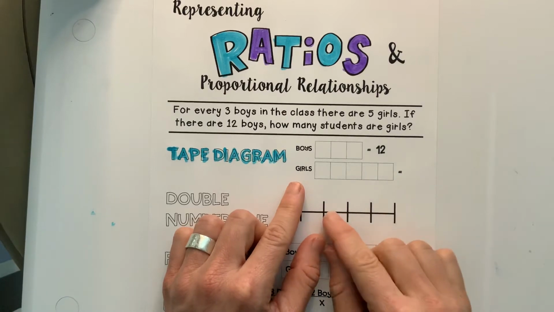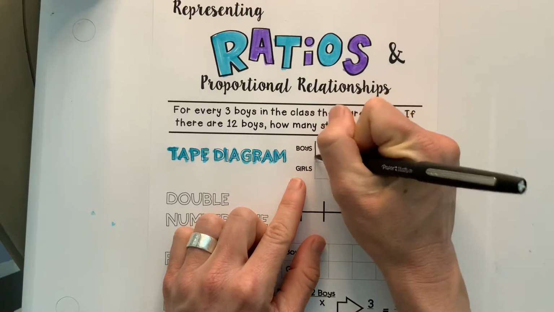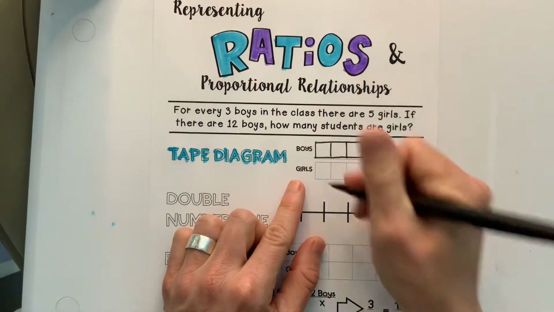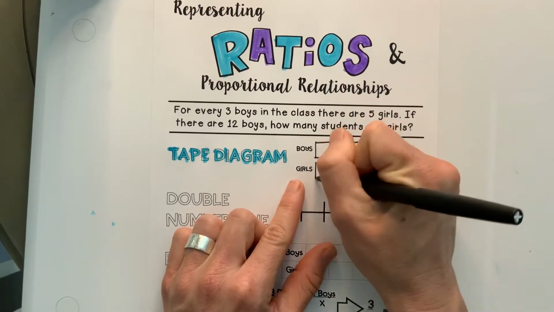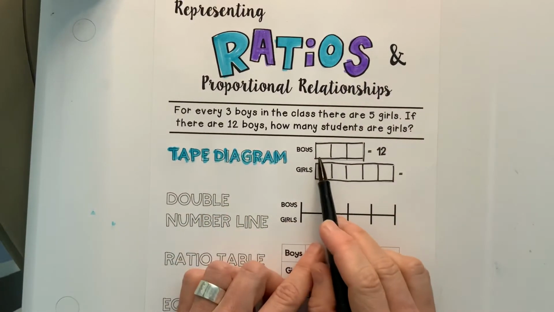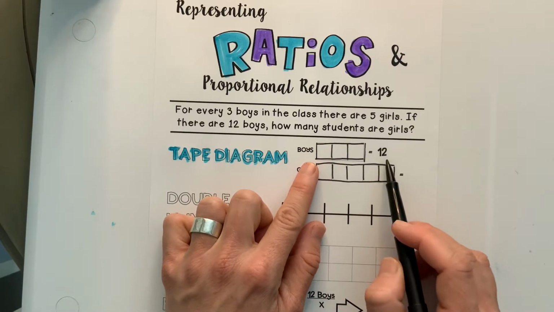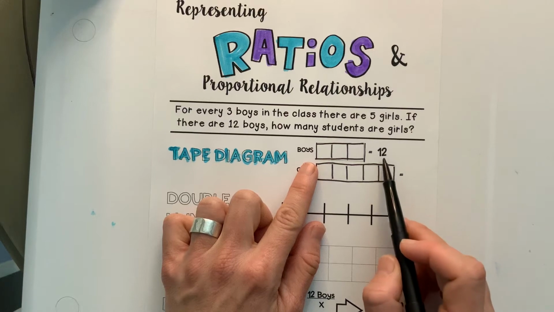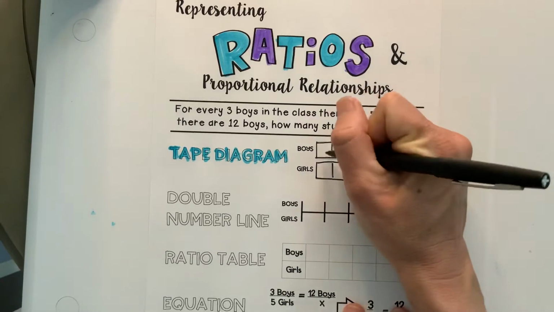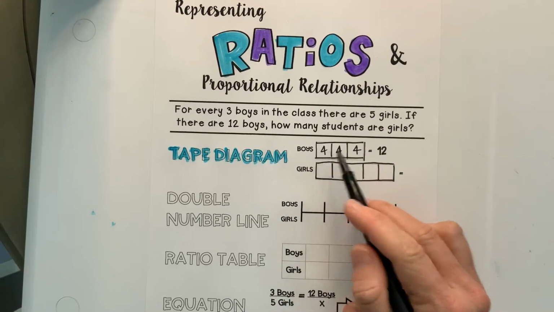Okay, so I know the ratio is 3 to 5. So I'm going to take boys and I'm going to draw those 3 little squares. And for girls, I'm going to draw 5 little squares because the ratio is 3 to 5. All right, now of those 3 squares, we know that there are 12 boys in all. So if there are 12 boys in all, then I need to evenly distribute that 12 amongst those 3 little boxes. So that means that I would have 4 and 4 and 4. So I'm just taking 12, dividing it by 3, and I have 4, 4, 4.